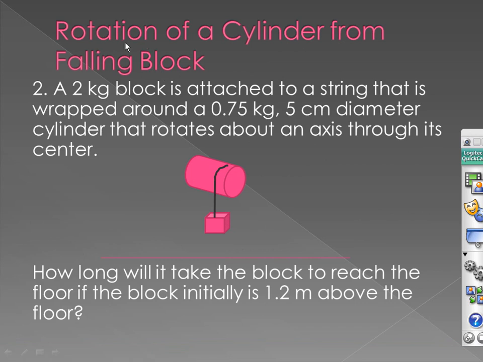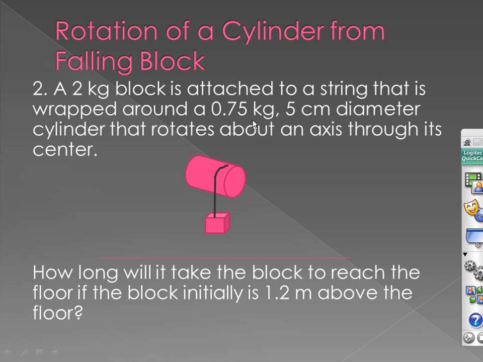The second problem involves again rotation, but here we have a cylinder. This cylinder is going to rotate about an axis through its center as a result of this falling block, which is attached to a string, and as the string unwraps, I know I didn't show very much of the string here, but imagine the string is wrapped around the cylinder, and that unwraps and rotates the cylinder as the mass falls to the floor. So we're told a 2 kilogram block, 3/4 kilogram cylinder, 5 centimeters in diameter.